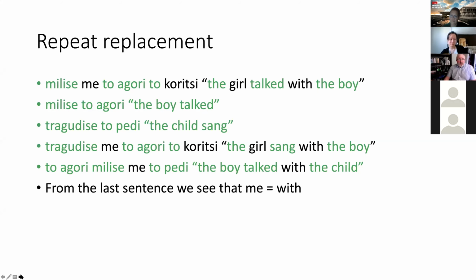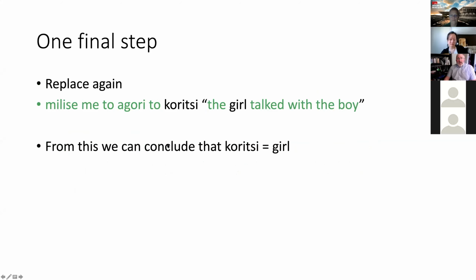And if we go ahead and do another replacement, we get one sentence in which the only unknown word is κορίτσι. And of course, this is girl on the English side. And so we can solve for that as well.